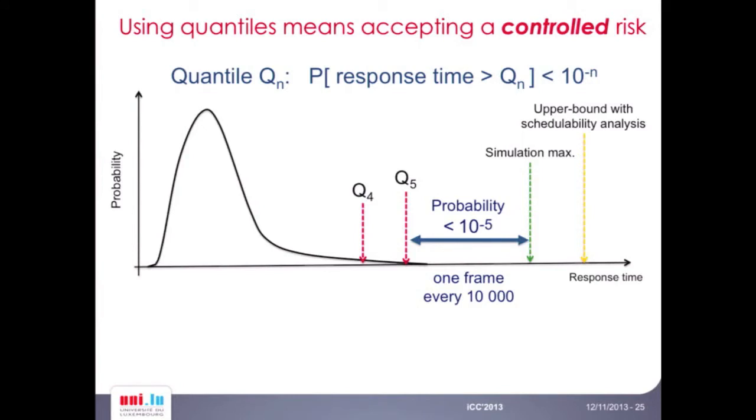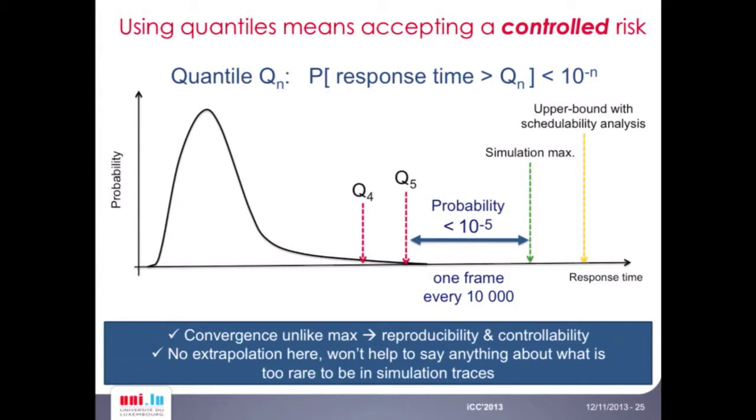So how to use it? Well, first you determine the criticality of the frames. Then from the criticality, you know what is admissible in terms of deadline miss. If you can afford that one frame every 10,000 does not meet its deadline, then you just have to make sure that the latency constraint is larger than the Q5 quantile. That's the idea. What is nice with quantile is that it converges, it's reproducible. You can control the confidence interval.